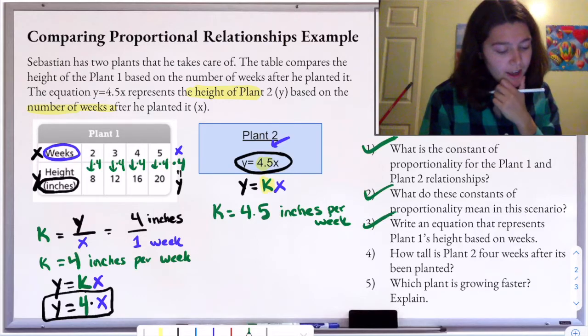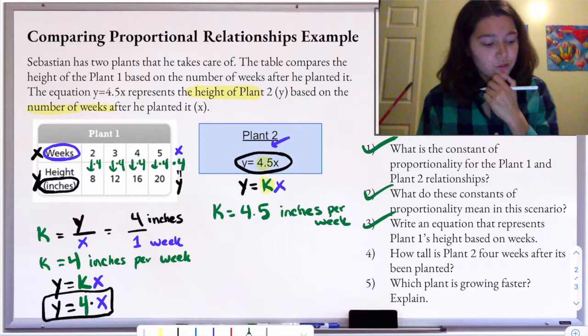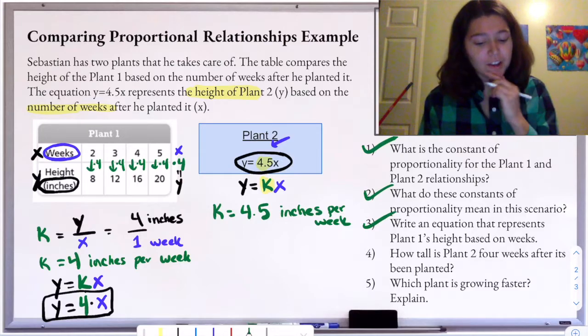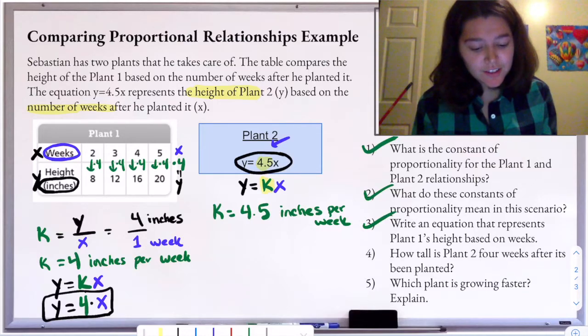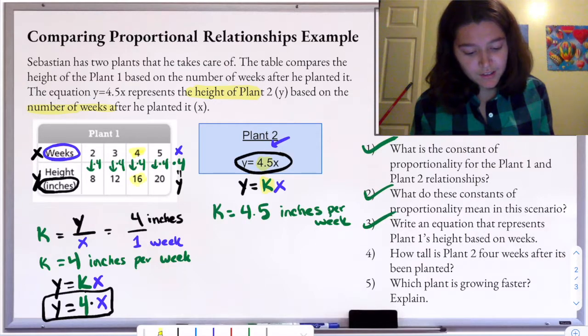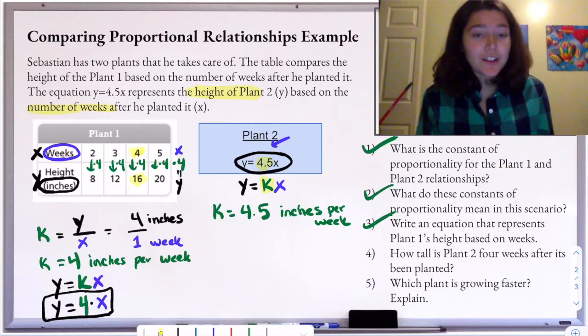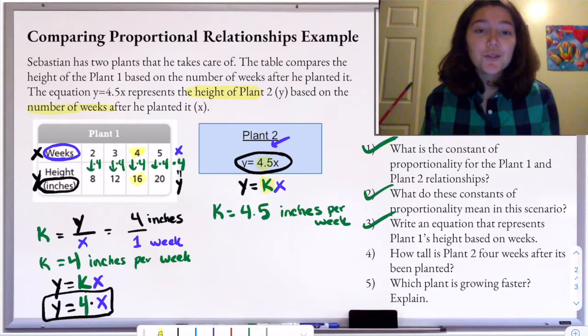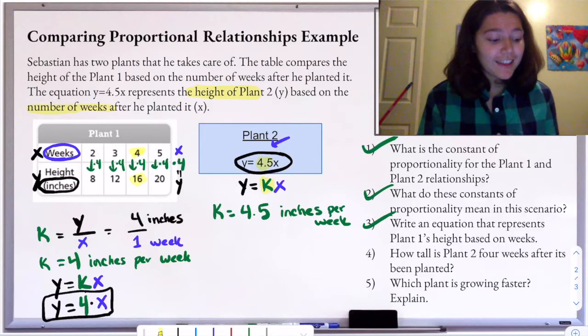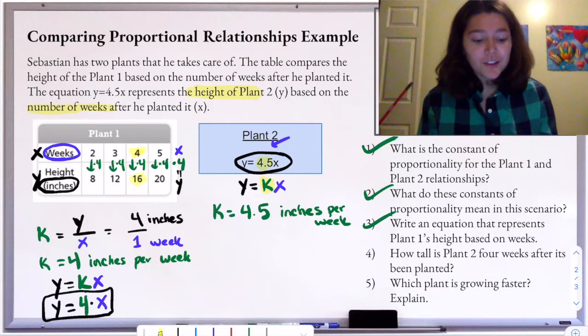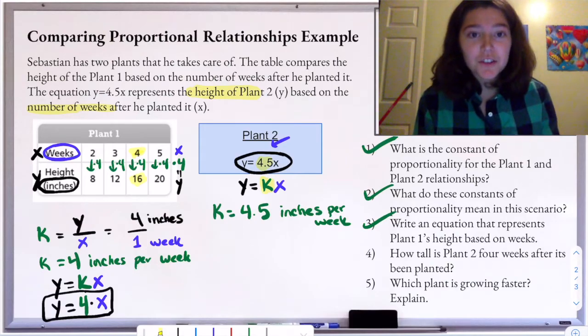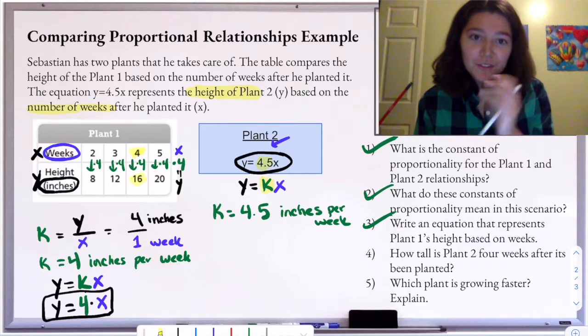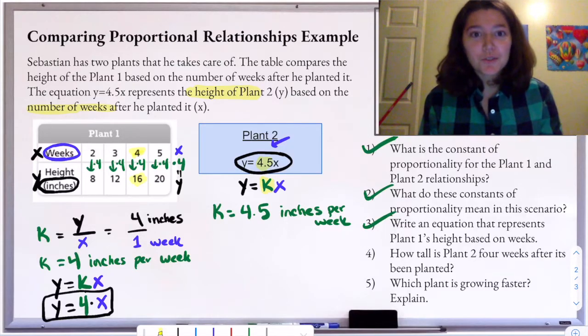Question number 4, how tall is plant 2 4 weeks after it's been planted? Okay, so I know how tall plant 1 is 4 weeks after it's been planted. They tell us that really nicely here in this table. They say after 4 weeks, it is 16 inches tall. But for plant 2, they don't give me that information. However, they do give me a really important equation. So I can use that equation to find the height, y, of plant 2 based on any number of weeks I want to. That's the great thing about an equation. We can substitute information into it and figure out lots of new information.